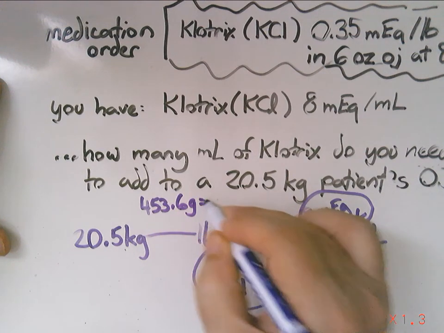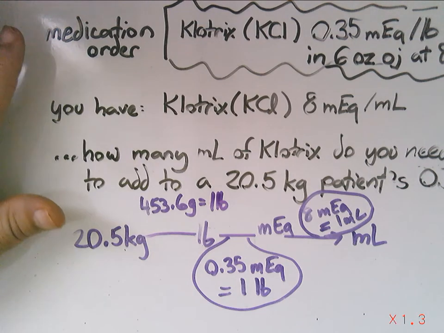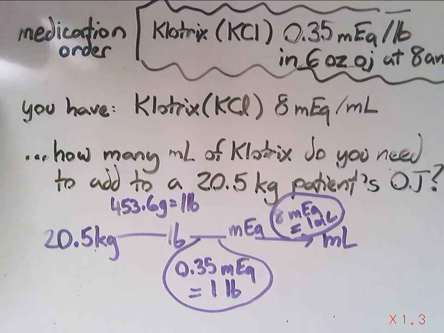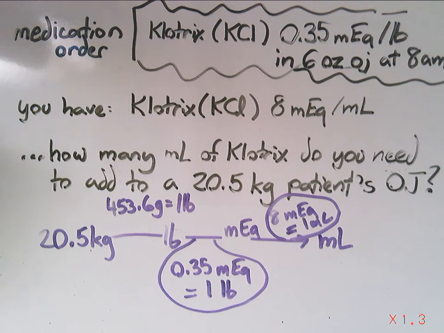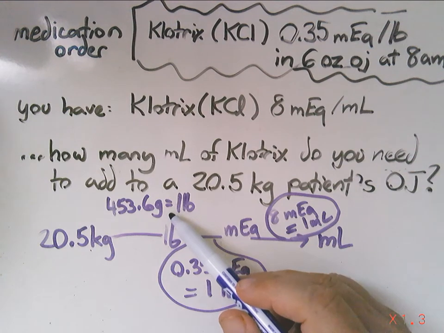453.6 grams is 1 pound. Now notice that isn't given in the problem, but you're going to need it. This is how real life is. Not all the information you need is given. Some of it you're going to have to realize that you need to go look up. And how do you know what you don't know?